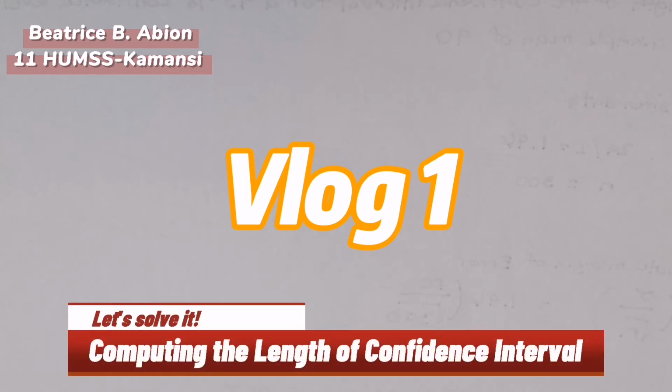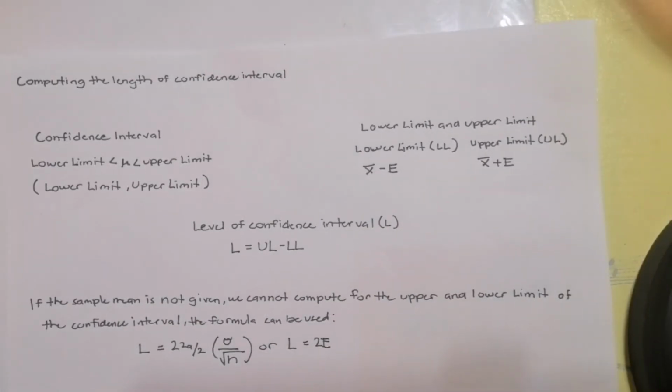Computing the length of confidence interval. We can present our answer in confidence interval using the population mean is greater than the lower limit but less than the upper limit, or we can write it that way. We also need to know how to find lower limit and upper limit.